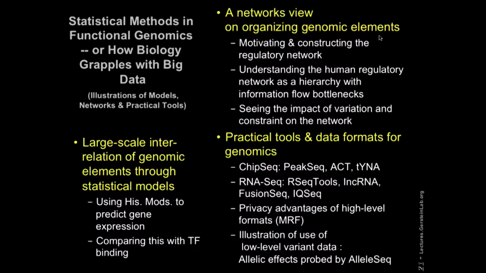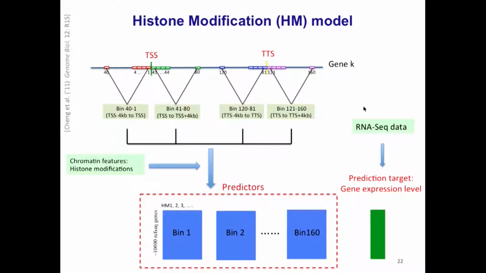And so I'm going to talk about how we build networks from the data, statistically. I'm going to talk about how we can use those networks to interpret them and get actual useful things. And then I'm going to talk a lot about how we can see the impact of variation and constraint on the network.